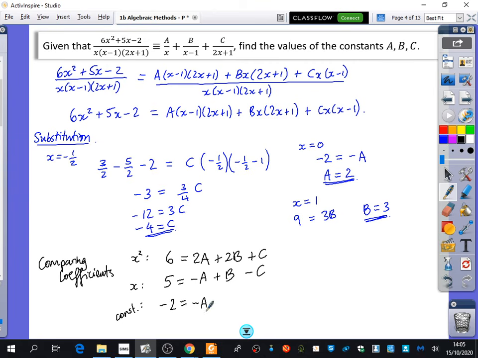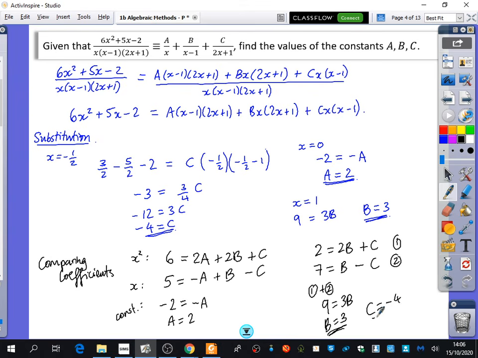So if I substitute in a as 2, I'm going to substitute it in here. So if a is 2, this would be 4. And so 6 minus 4 is 2. So I get that 2 equals 2b plus c. If this is minus 2, I'm going to put it to the other side, so I get 7 equals b minus c, like this. And then I'm going to take this equation and this equation, and I can add them together because the c's will cancel. So I get 9 is 3b, so b is 3. And if b is 3, then c is negative 4.